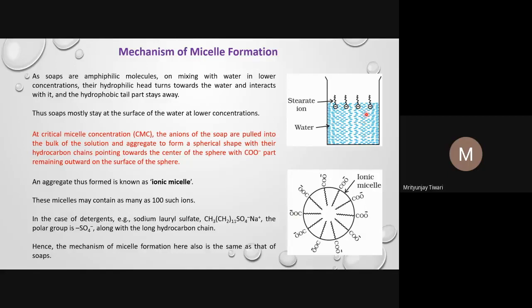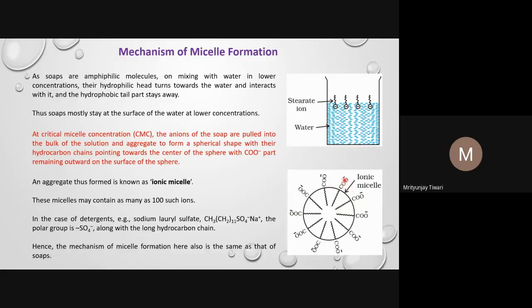And so the anions will be pulled into the water in such a way that the hydrophobic parts will form the core, centralized or buried, and the COO minus parts will stay away, on the surface, and it will form a spherical structure. This spherical structure is called a micelle, and since this is a micelle of ions, one can also call it an ionic micelle. And this COO minus part stays away and it will interact with water.